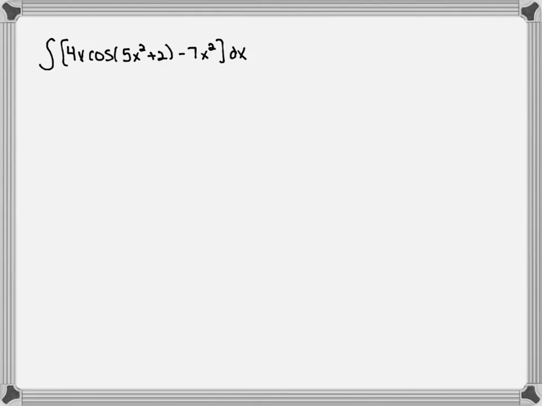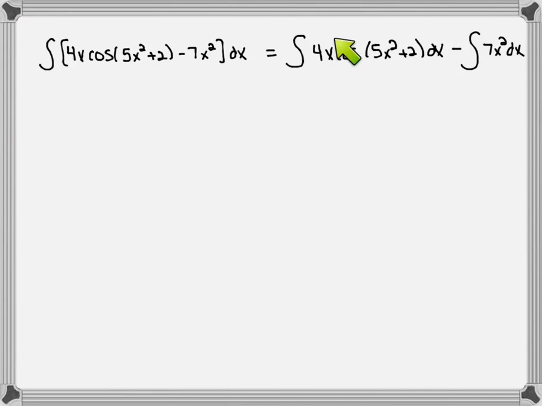In this example, we have both a product, 4x times cosine, and we have a difference. So we have a subtraction and a multiplication problem. So what we're going to do is use the rules for adding and subtracting integrals. We can break them apart into two different integrals, so that's what we're going to do. And we're going to take the antiderivative, or the integral, of each individual function.